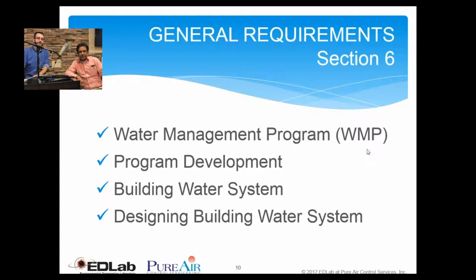This section is the general requirements for Section 6. After I explain this, Dr. Sahai will go a little more in depth with it. We'll go over water management programs, program development, building water systems, and designing building water systems.